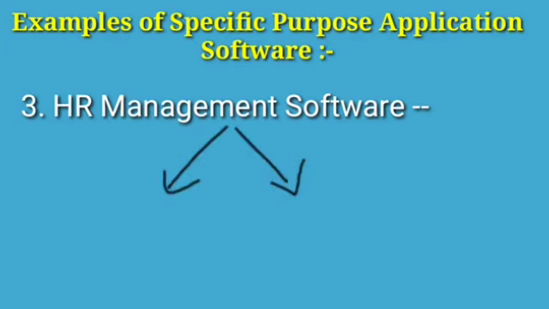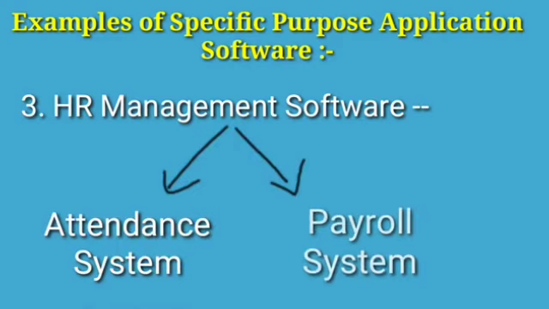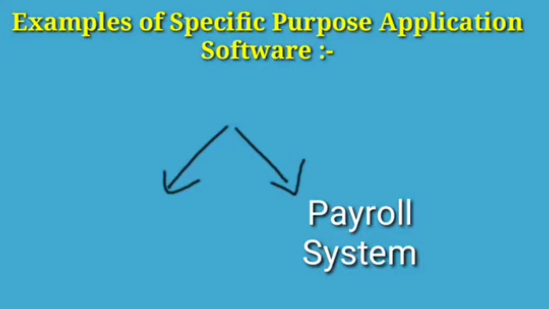It has two subparts, which are the attendance system and the payroll system. In the attendance system, as the name suggests, it is used for maintaining the attendance records of the employees, how many days they are present or absent, so that their salary, their payroll, can be decided and further their salary can be credited to their bank account. So this kind of software is also specifically designed for a special purpose.